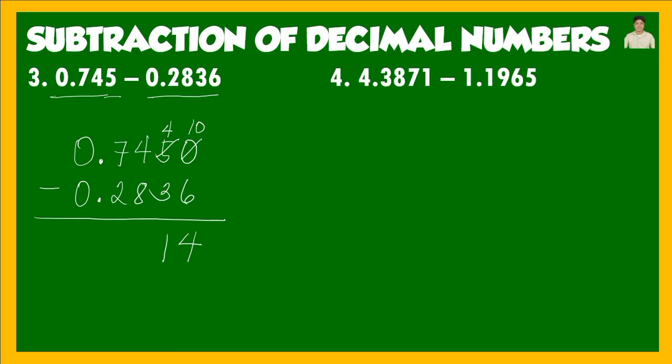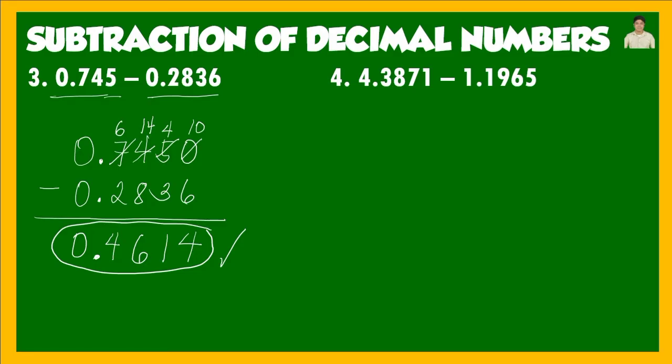Next, 4 minus 8 cannot be. So, we cannot subtract 8 from 4. So, manghihiram tayo dito sa 7. So, 7, this will become 6. Ganyan lang po ang pagre-regroup. Hihiram tayo, isa lang po. And then, 4 will become 14. So, 14 minus 8 is 6. And then, 6 minus 2, we have 4. And then, 0 minus 0, that is 0. And then, align yung ating decimal point. So, this will be our final answer.